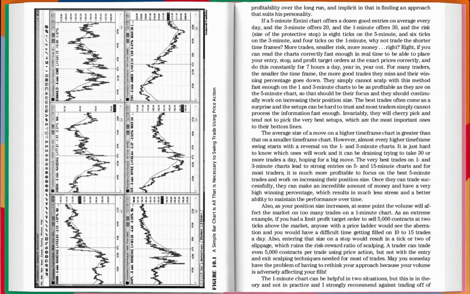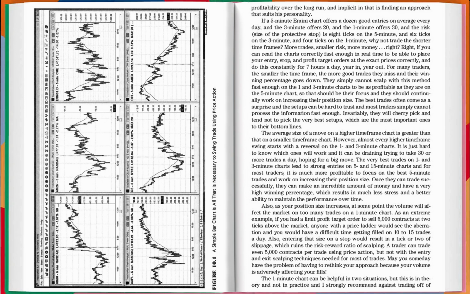Also, as your position size increases, at some point the volume will affect the market on too many trades on a 1-minute chart. As an extreme example, if you had a limit profit target order to sell 5,000 contracts at 2 ticks above the market, anyone with a price ladder would see the aberration, and you would have a difficult time getting filled on 10 to 15 trades a day.